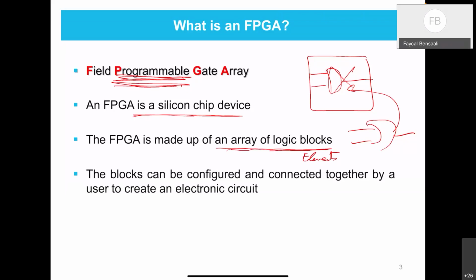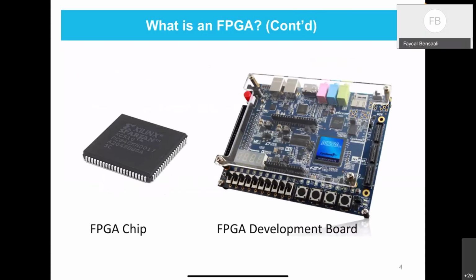The blocks can be configured and connected together to get your circuit. You may have a circuit that will require one logic block. You may have a circuit that will require 10 logic blocks. Those logic blocks will be connected together to build your circuit. This will be done by the software tool that we will use. I added this slide just to give you an idea. This is a figure of an FPGA here.